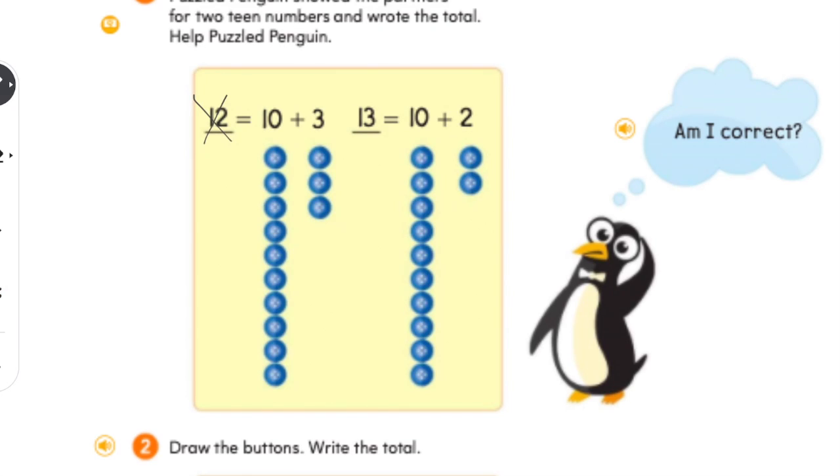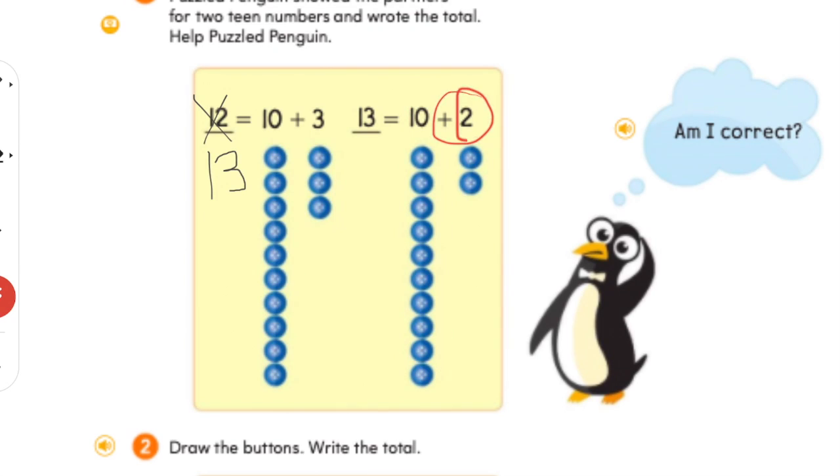Whisper it to me. You're right, 13. Nice job. All right, let's look at the next set of partners that Puzzle Penguin wrote about. He drew his buttons. It's the same as this one, so you're right. There are 10, just like he did.